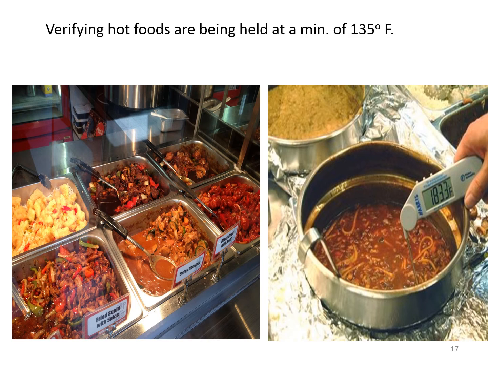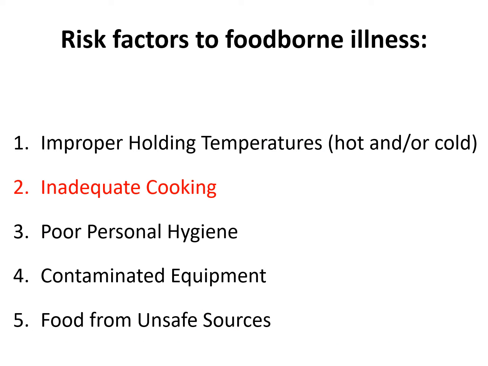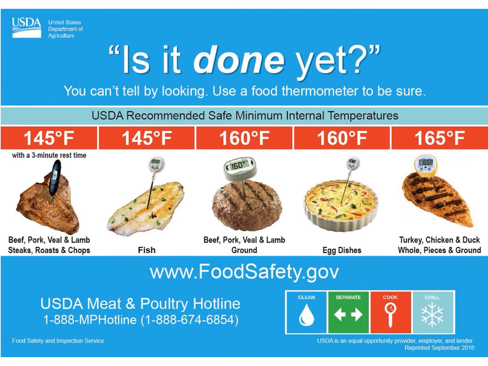Hot holding equipment such as hot buffet tables and soup crocks must maintain hot TCS foods at a minimum of 135 degrees Fahrenheit. Now let's identify inadequate cooking issues. Different TCS foods contain different pathogenic organisms. Therefore, different TCS foods have different minimum required cooking or heat treatment temperatures to kill these specific organisms.